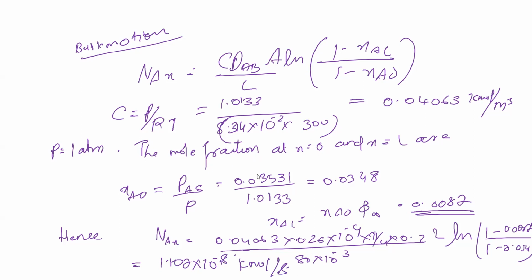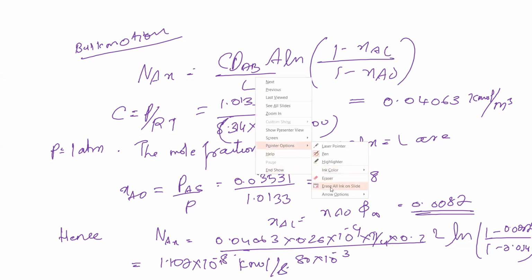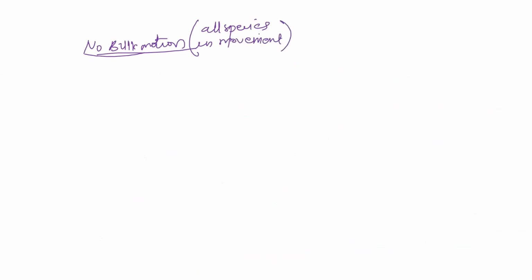So, no bulk motion. Bulk motion, as I said, means all the species are in movement. Then what is that value? It is 1.087 into 10 raised to minus 8.